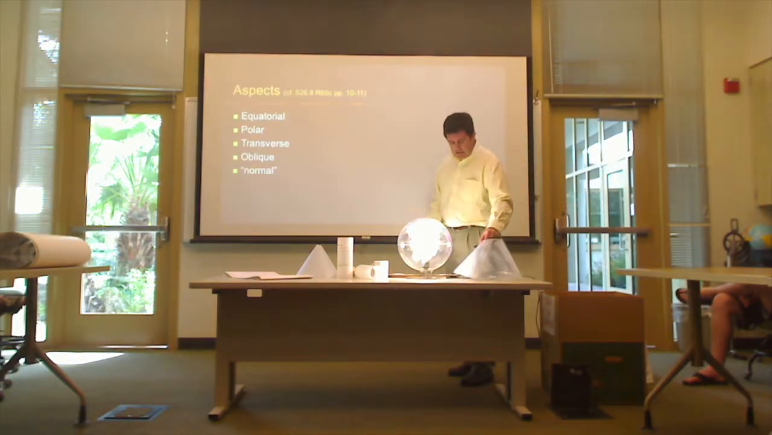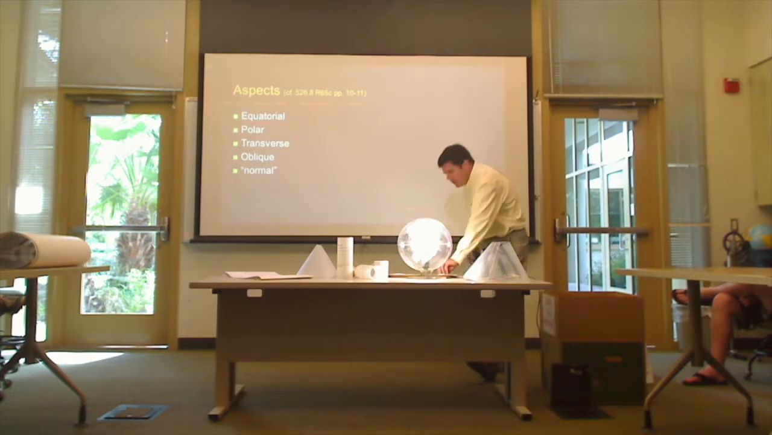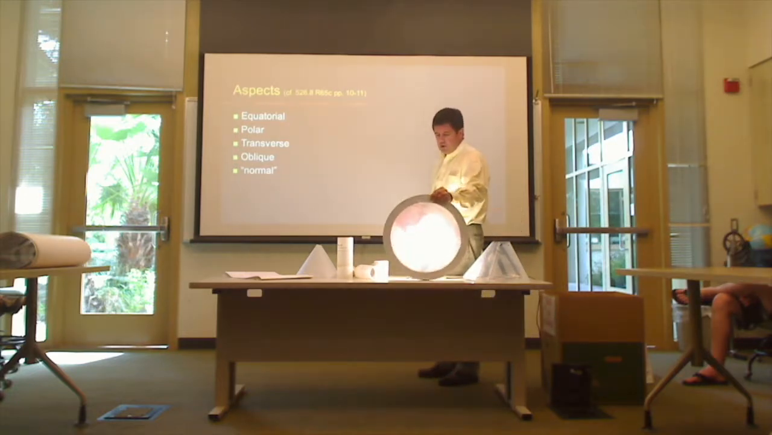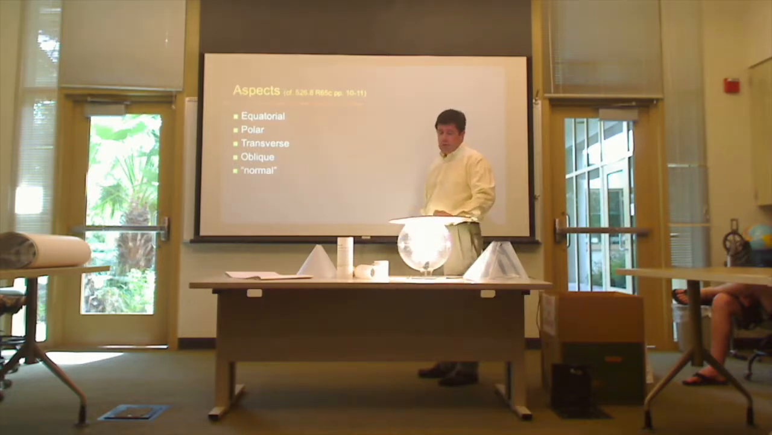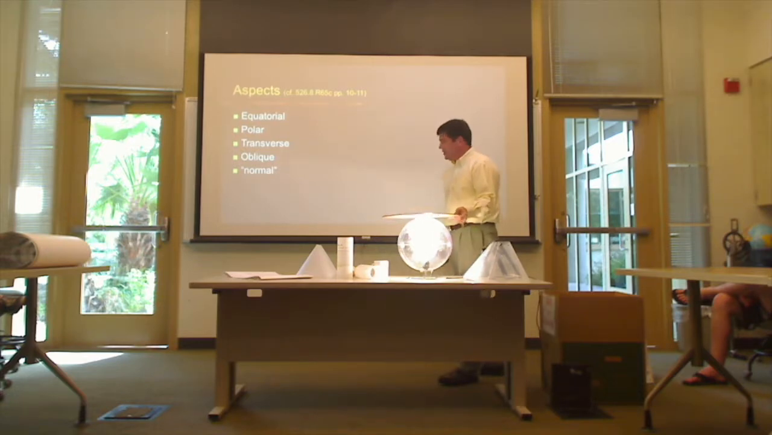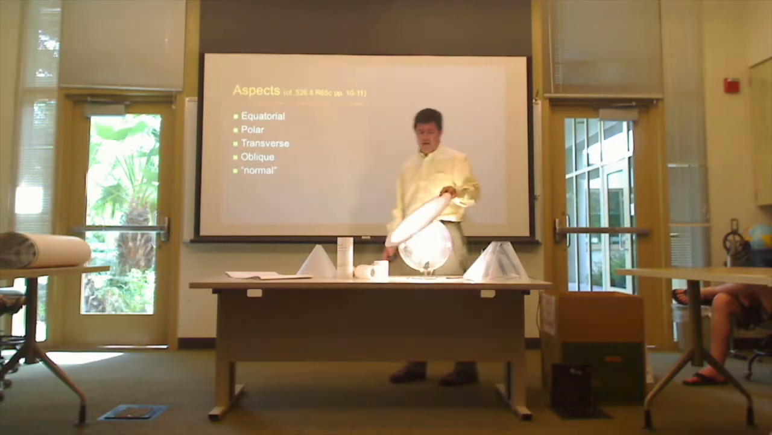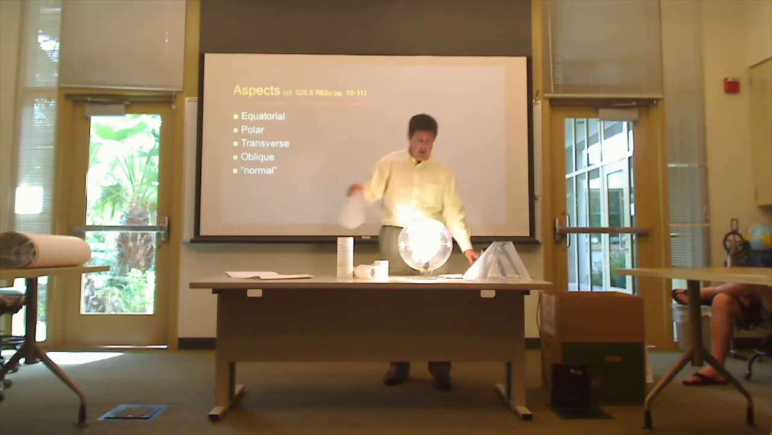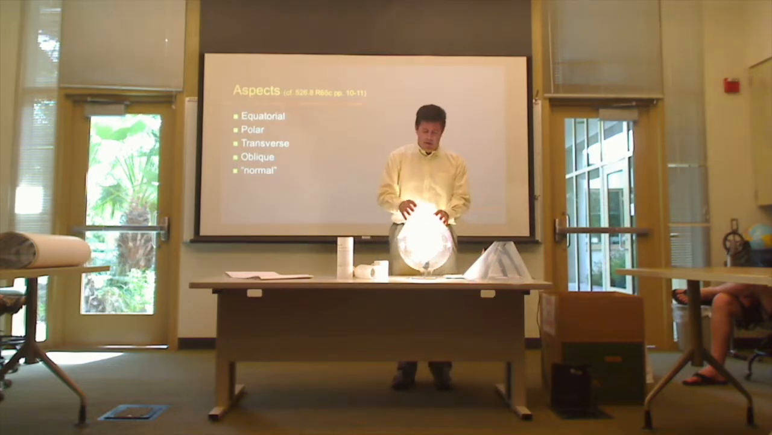Aspects. That's the term for how that developable surface is oriented with respect to the globe. This would be at the equator, it would be considered equatorial. Pole, polar, pretty obvious. Transverse doesn't make any sense with the plane. We'll see how it makes sense with the cylinder. Oblique, that's at any odd angle. Keep in mind, we can turn a cone oblique too.